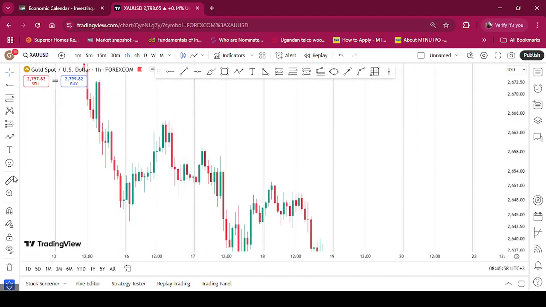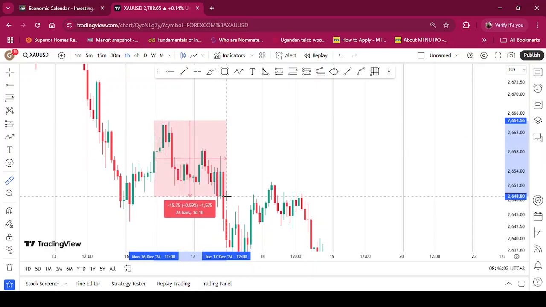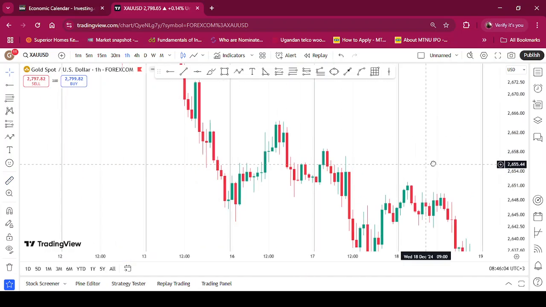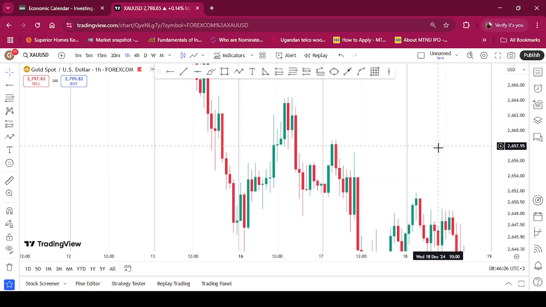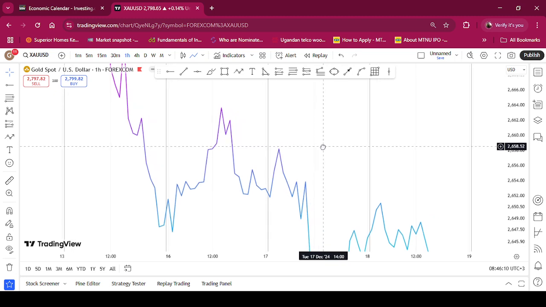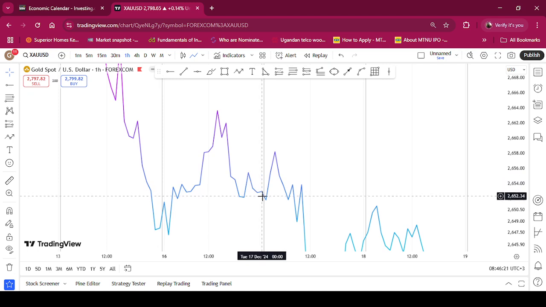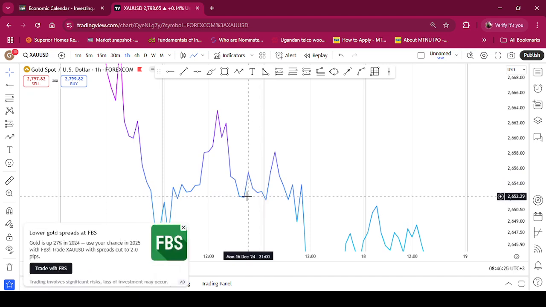Let me first show you something, guys. From this to this, let me zoom in. Line graph. From this high to this low, did this high get to 50% because the market actually went below this low? Did the market get to a 50%?